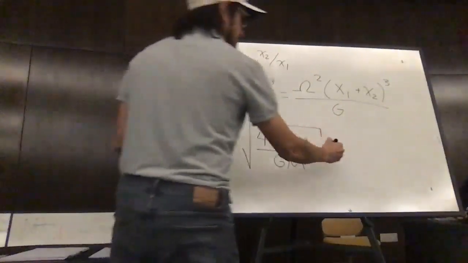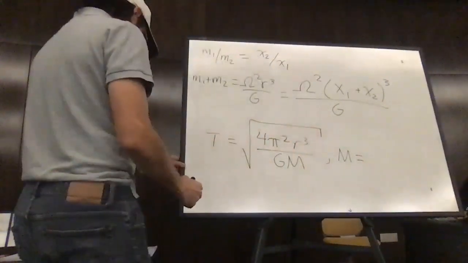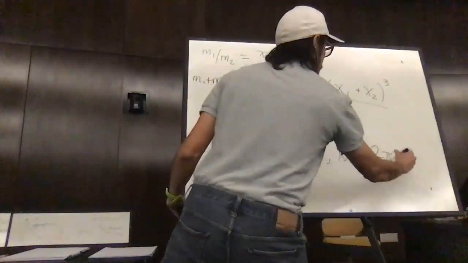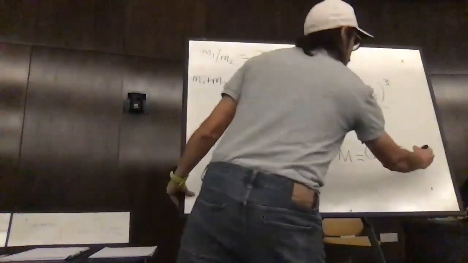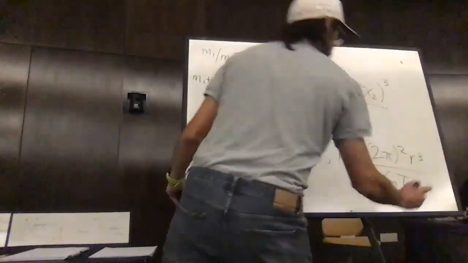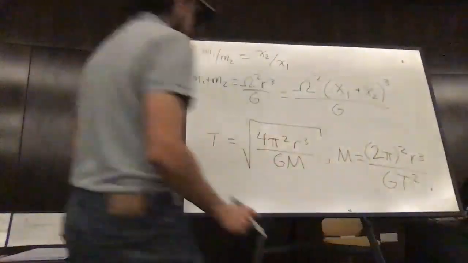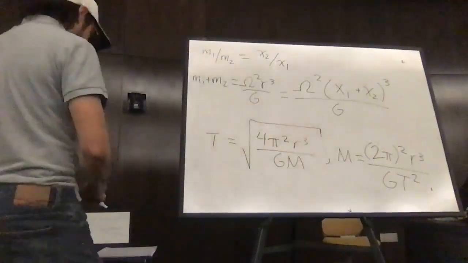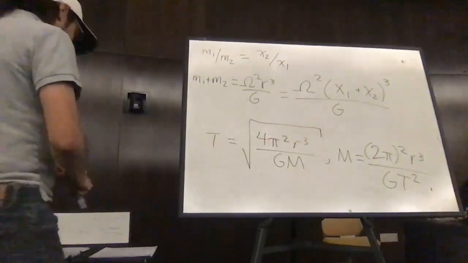Also, the mass is 4 pi squared r cubed over G T squared. So this is the same equation. You kind of know both of these, and you can measure what you need.